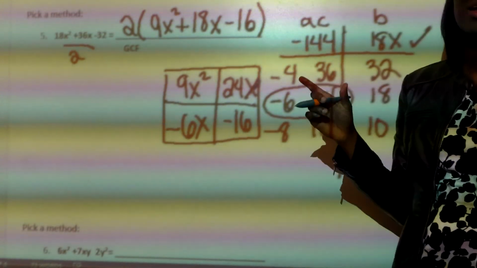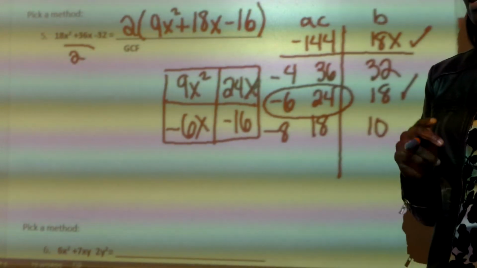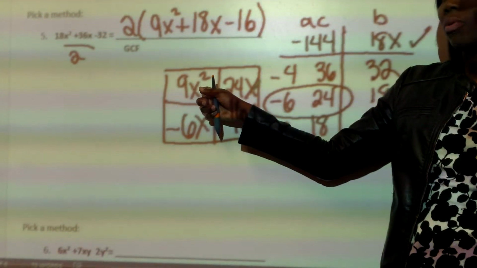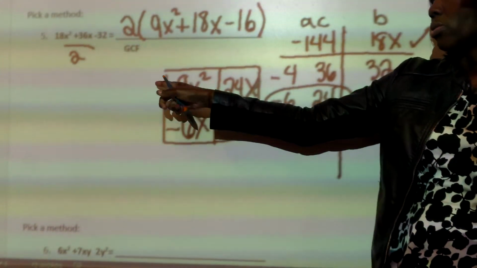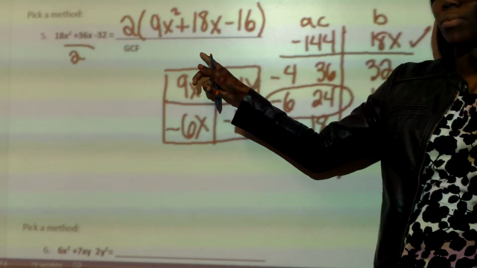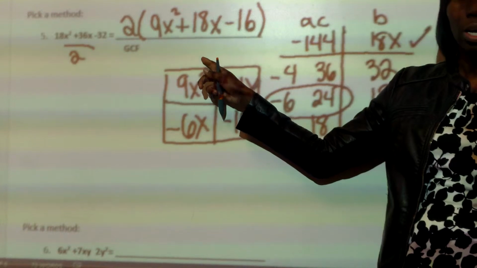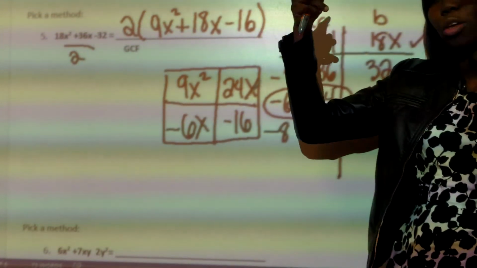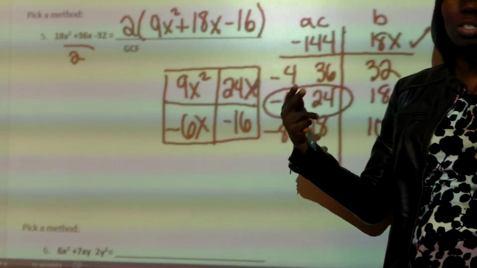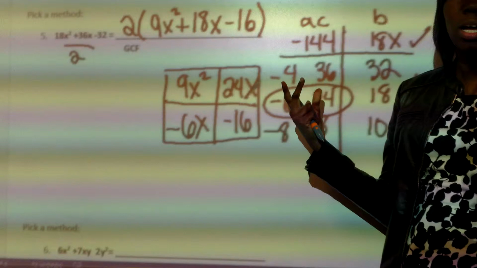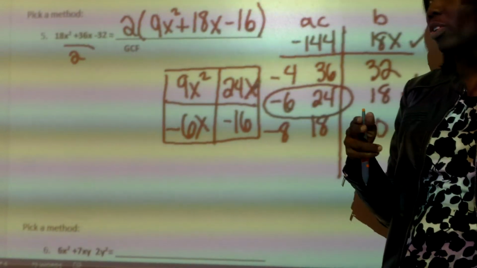Now this is where it becomes slightly tricky. We're breaking down 9x squared, right? Yes. But 9 has more than one factor. You can use 1x and 9, 1 times 9 is 9, or you can use what? 3x. 3 times 3. And so if 3 times 3 doesn't work, then you try 1 times 9. If that doesn't work, you can flip it and see if that works. Don't be quick to mark prime on the problem. It's not always prime. Try all your options first.